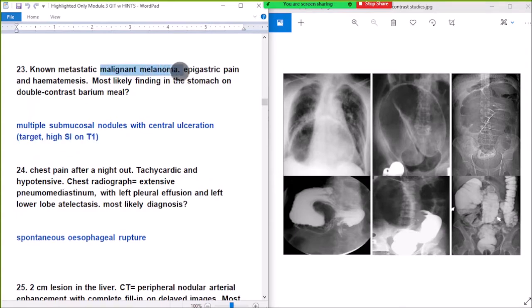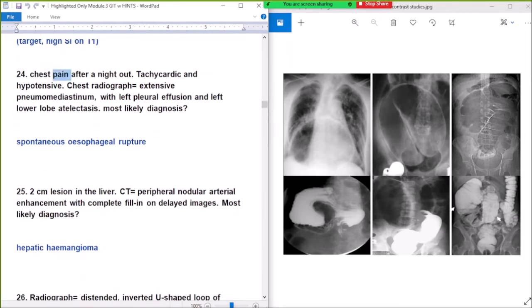Malignant metastatic melanoma: epigastric pain and hematemesis, most likely found on stomach barium meal, multiple submucosal nodules with central ulceration. Question number 24. Chest pain after a night out, tachycardia and hypotensive, chest radiograph with extensive pneumomediastinum with left pleural effusion and left lower lobe atelectasis, most likely diagnosis spontaneous esophageal rupture.